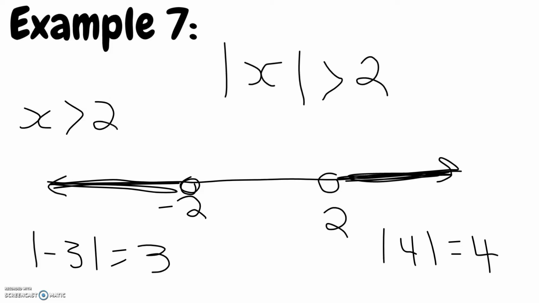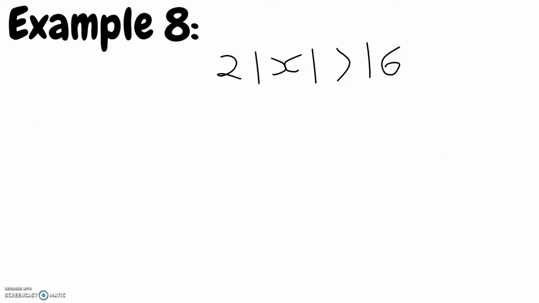So our solution would be that either x must be greater than 2 or x must be less than negative 2. It cannot be both of these things at the same time. It has to be either one or the other, but that is a solution, and we are done.